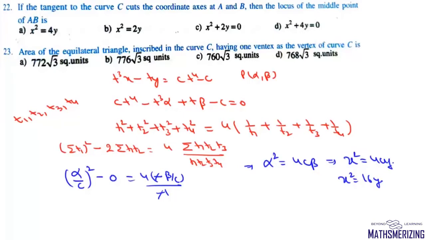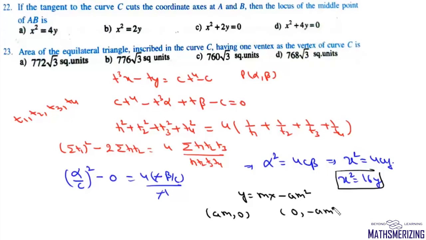Now the next question is, the tangent to the curve C cuts the coordinate axis at A and B, then locus of midpoint of AB is. Now this is parabola of the third form. So for parabola of the third form, we know that equation of tangent is given by y equals mx minus a m square, where m is the slope of tangent. Now we need to find point of intersection with coordinate axis. Now we'll put y as 0, we'll get x as am, and if we put x as 0, we'll get y as minus am square.